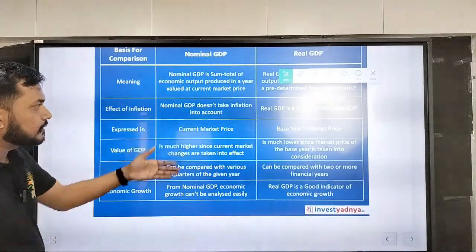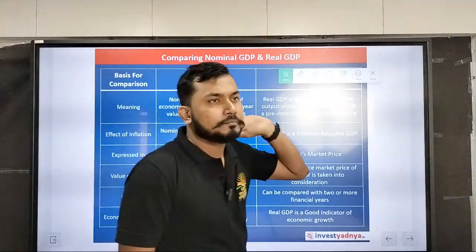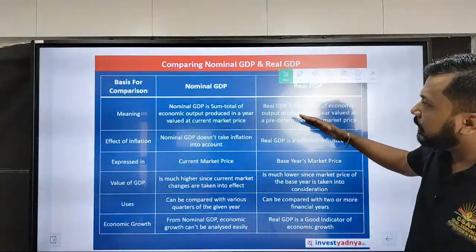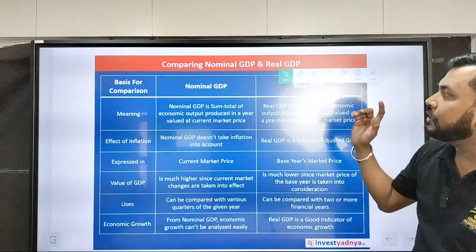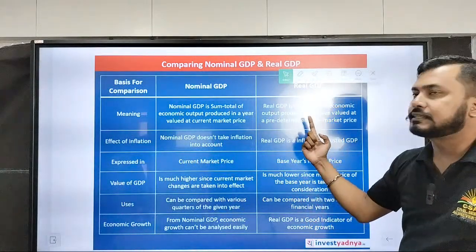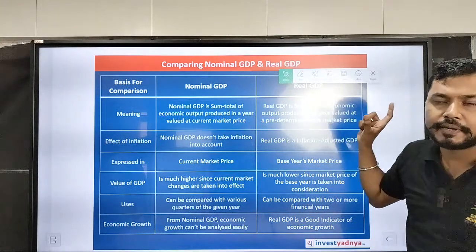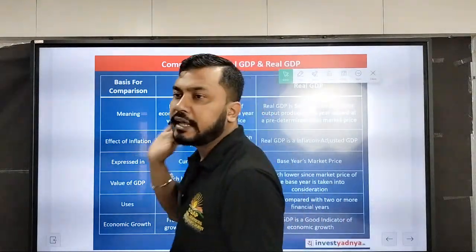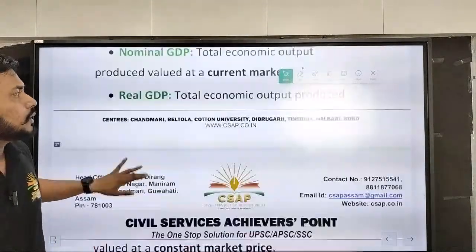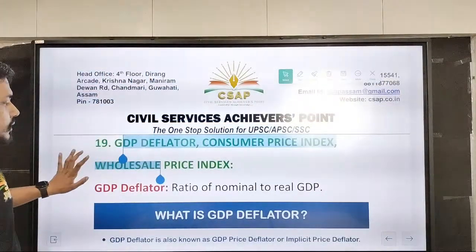So the main difference which we can categorize between the nominal GDP and the real GDP is that both are sum totals of economic output, but mainly the value at the current market price versus the predetermined price is what changes between nominal and real GDP. That is the main difference in these two contexts. At the start, we cannot see any difference between them, but there are some important scenarios where they differ.